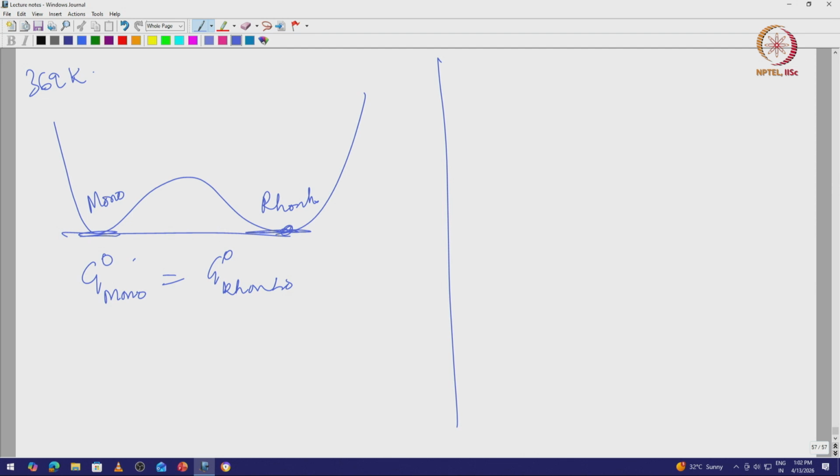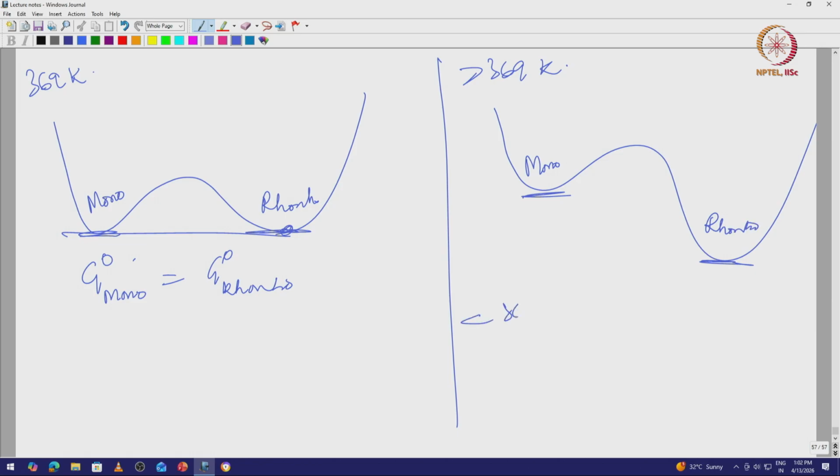Okay. Now, greater than 369 Kelvin, the rhombohedral phase is more stable, I mean has a lower free energy, right. So, this is mono, this is rhombo, right, and less than 369 Kelvin, it is the other way around, right. So, this is mono, this is rhombo, right. So, ideally I can go from rhombo to mono just by changing the temperature, but then you have to still provide the kinetic barrier, right.